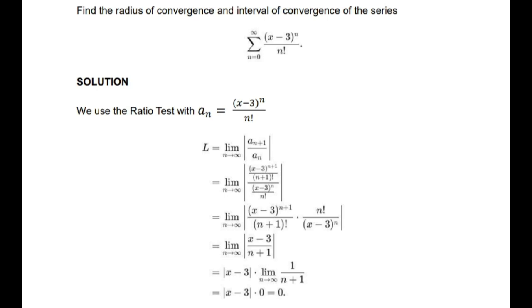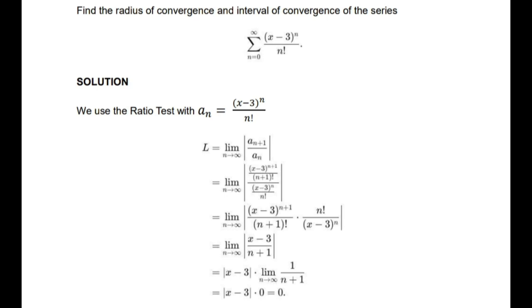So this is the limit test, and we substitute a_(n+1) and a_n. For our a_n, we have (x minus 3)^n over n factorial, and for our a_(n+1), we simply add another 1 to n, so we can see if the series really converges. So we have here (x minus 3)^(n+1) over (n+1) factorial, and for our a_n, we have (x minus 3)^n over n factorial. So the limit as n approaches infinity.